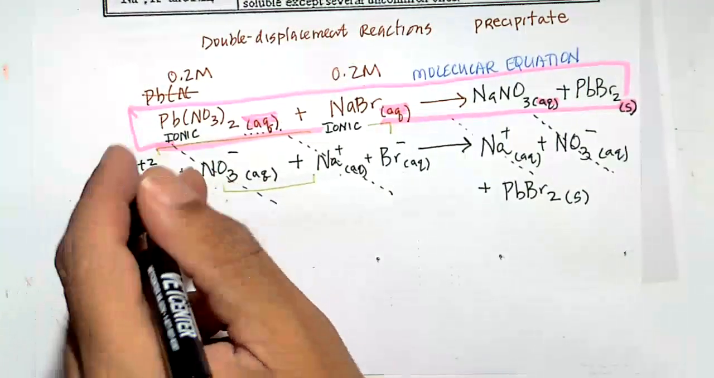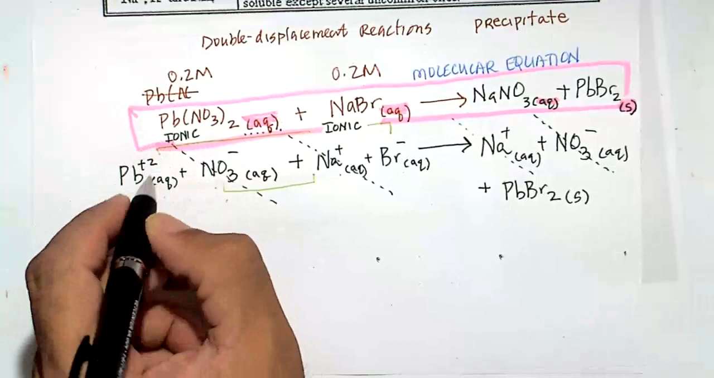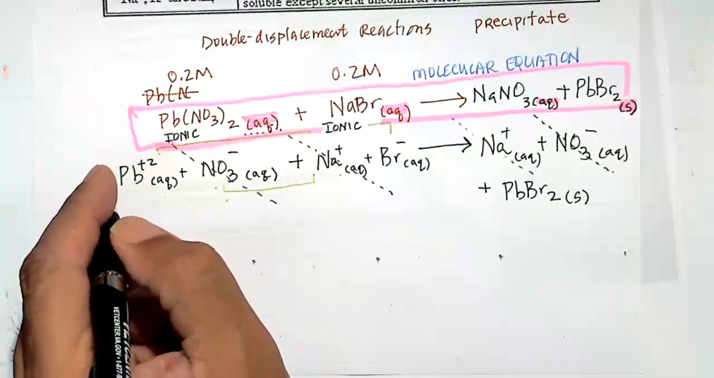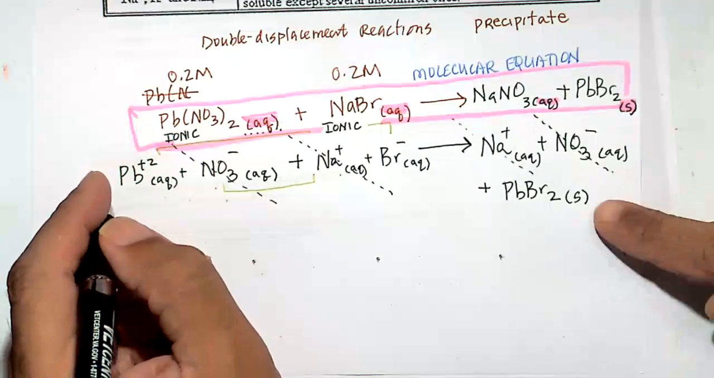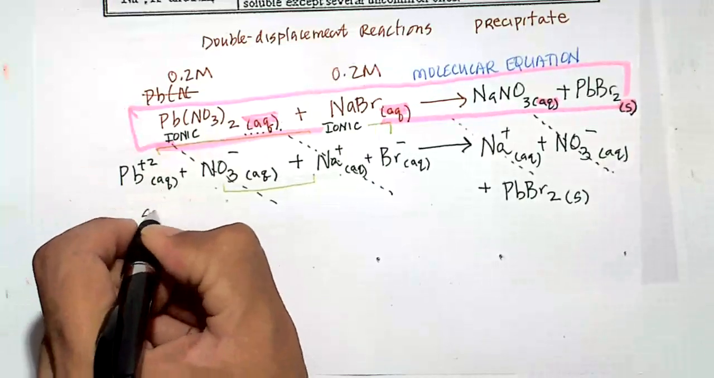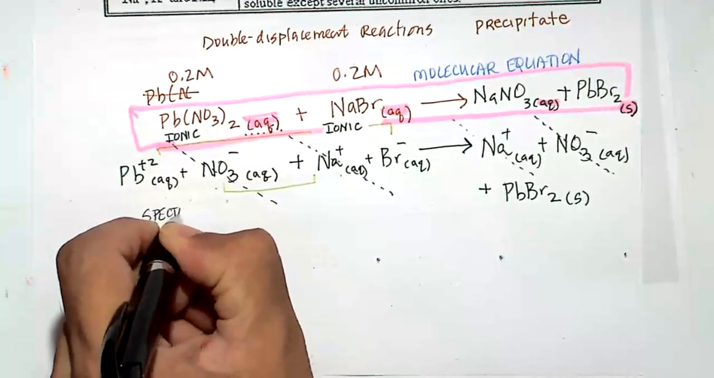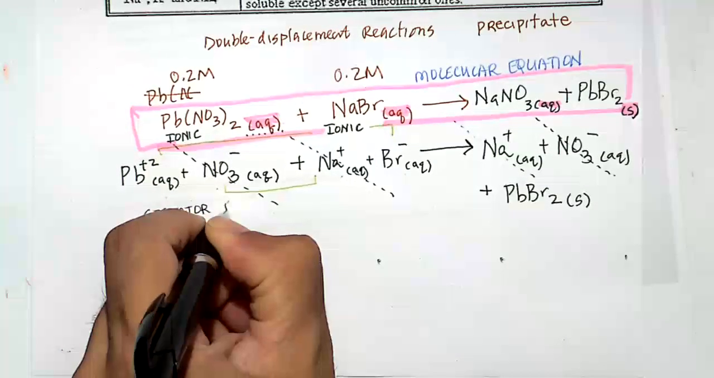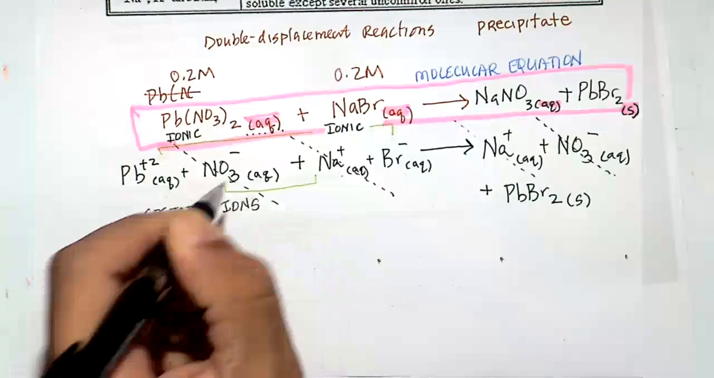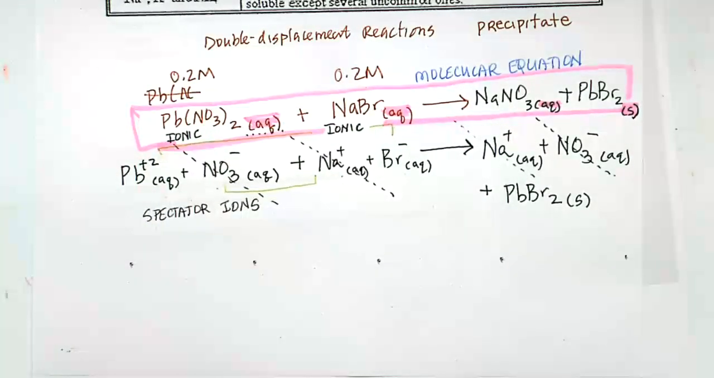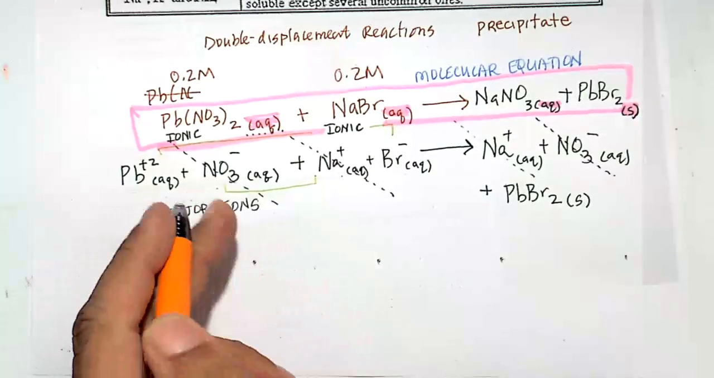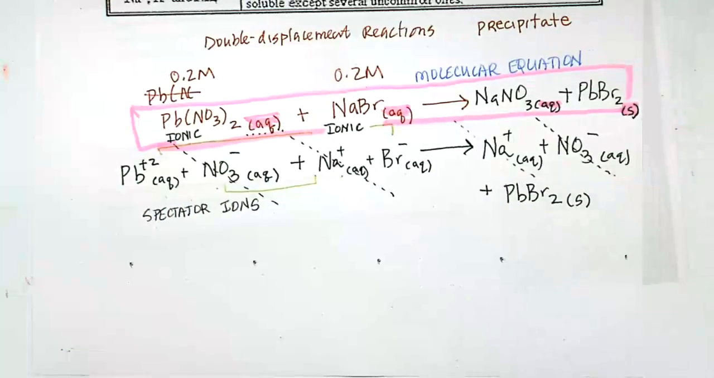So the ions that cancel out are called spectator ions because they're just there, okay? But they're not really producing the solid. So these are spectator ions. Okay, so canceling out the spectator ions, those that appear on the left and right, gives us another answer. So both answers I'd like for you to write on the exam. And that is the net ionic equation.